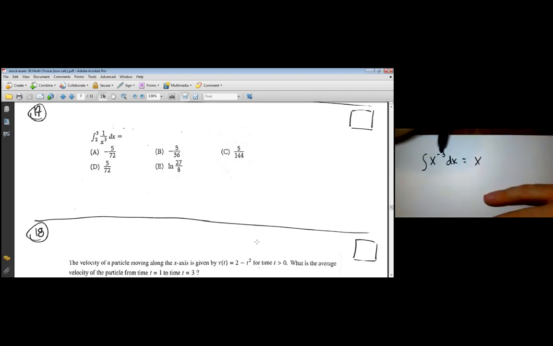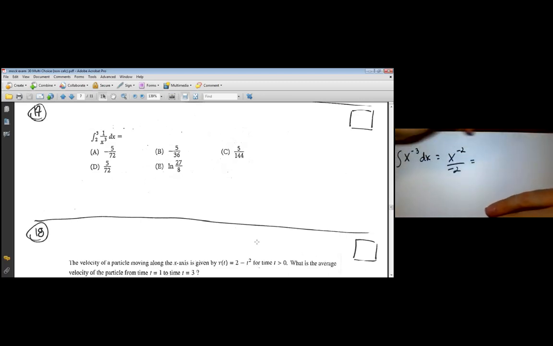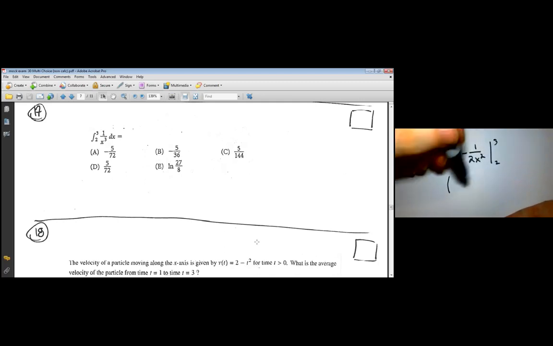So if I add 1 to the power and divide by the new power, we've got something that looks like that. Cleaning that up would be 2x squared on the bottom, 1 on the top. Just put our negative symbol outside of this quantity. And then this is from 2 to 3. So we need to plug this stuff in. So this would be 3. That makes 9. That makes 18.